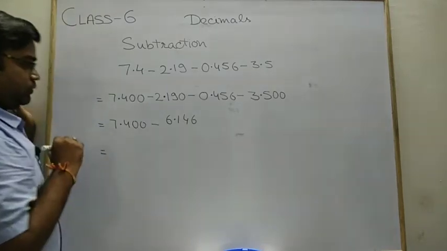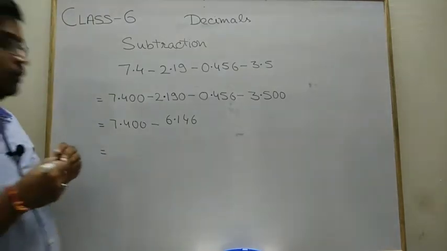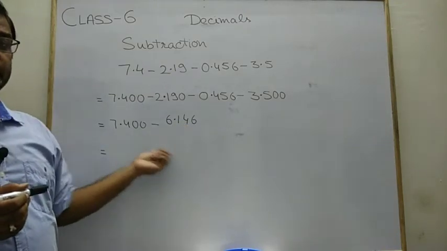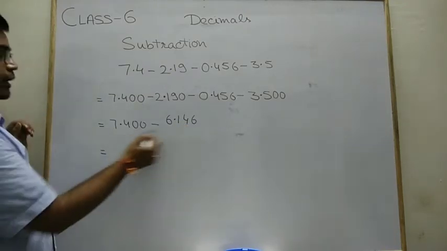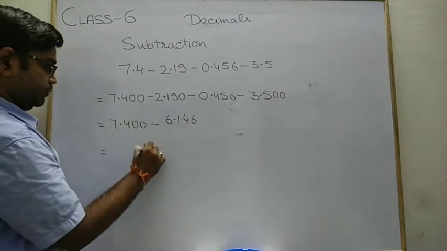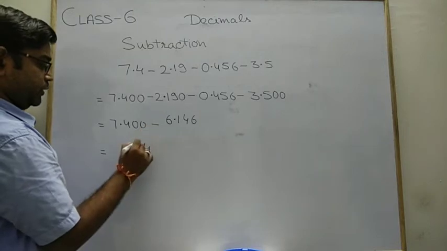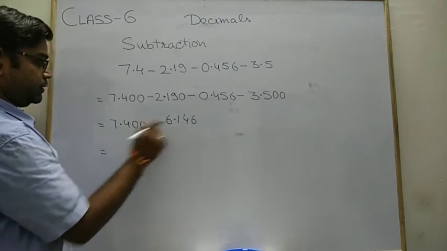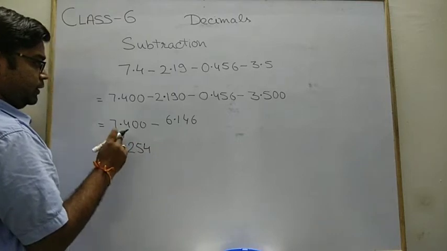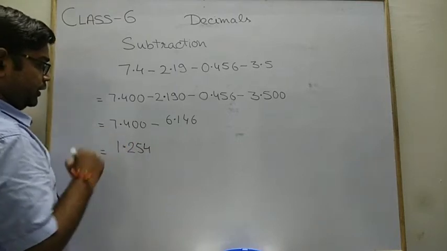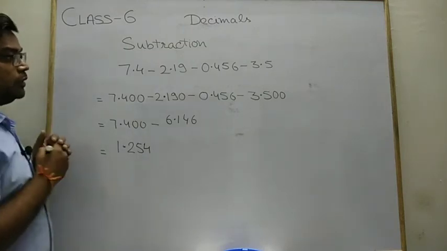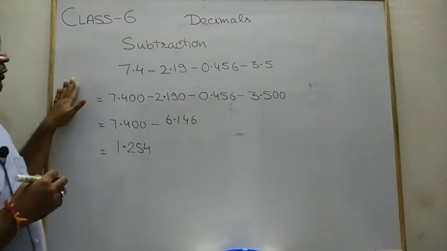Now we must do the subtraction by using these two. They are in like decimal numbers. So 10 minus 6, it's a 4. 9 minus 4, it's a 5. 3 minus 1, it's a 2. Then we have the decimal and then we have 1. Its answer is 1.254. So I hope you can understand this method.